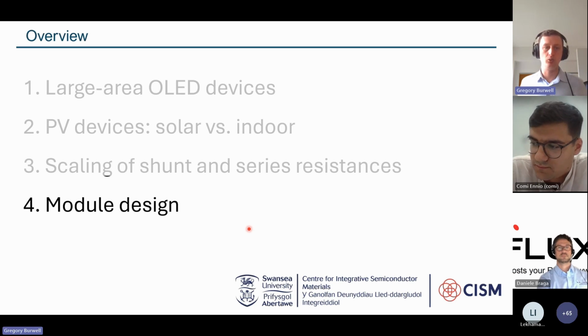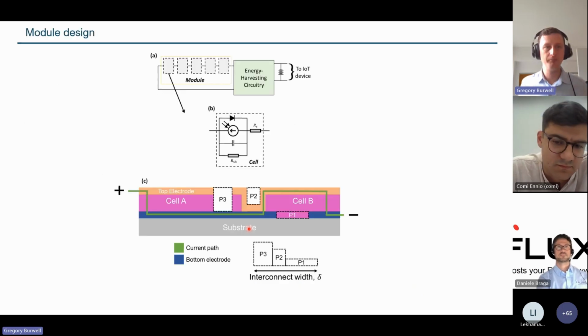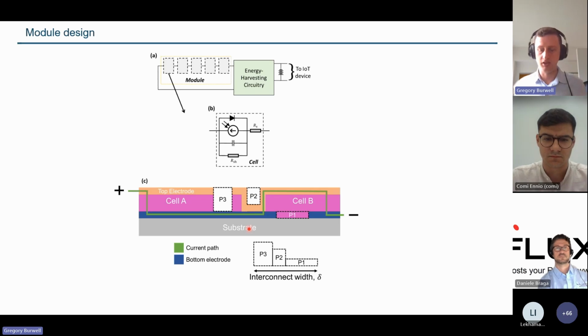And that brings me to a little bit on module design. So we're very interested in using indoor photovoltaics to power things like IoT devices, like sensor nodes, and to achieve an acceptable voltage for energy harvesting, you would typically assemble these into modules, which will have a number of cells. And this, of course, is the typical way you would connect those together with the P1, P2, and P3 regions.